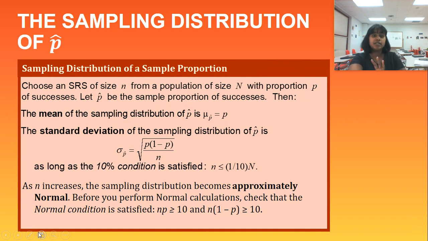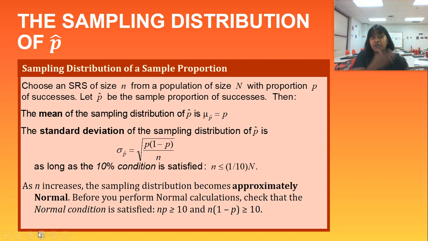So here is just a very brief wrap-up of all of that, and in a nicer, neater package for you. So if I'm talking about sampling distributions of a sample proportion, we can summarize all that information. When we choose an SRS of size n from a population of size N, with a proportion of p being your successes, then we can let p hat be the sample proportion of successes.